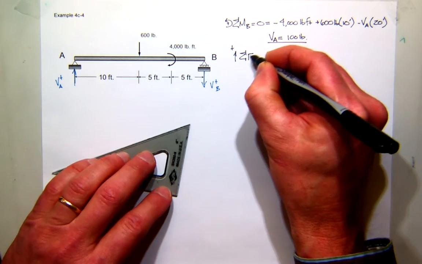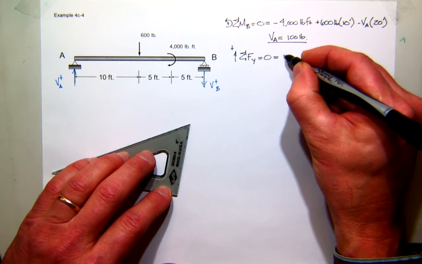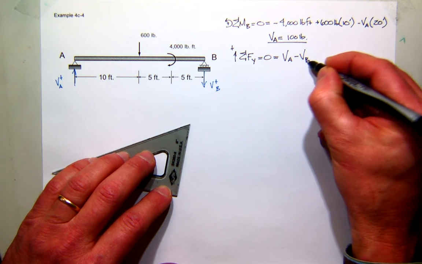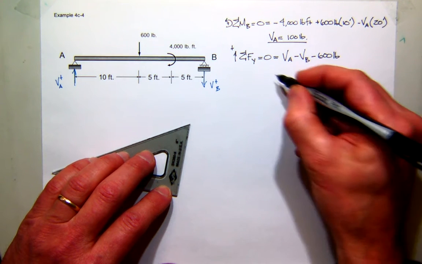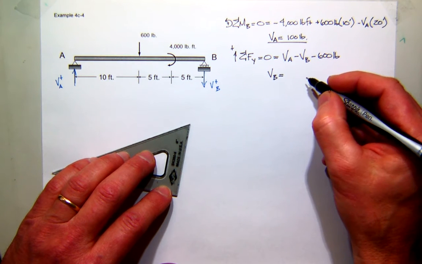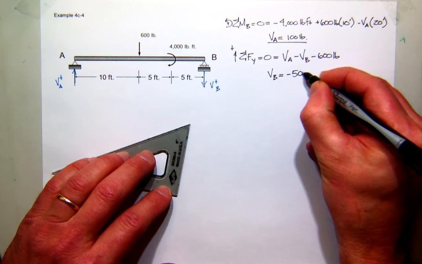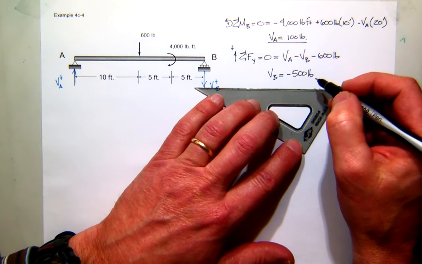And then if I sum forces in the y direction, I have my shear at A up, my shear at B is down, and I have my minus 600 pounds. So the shear at B should be minus 500. Is that right?